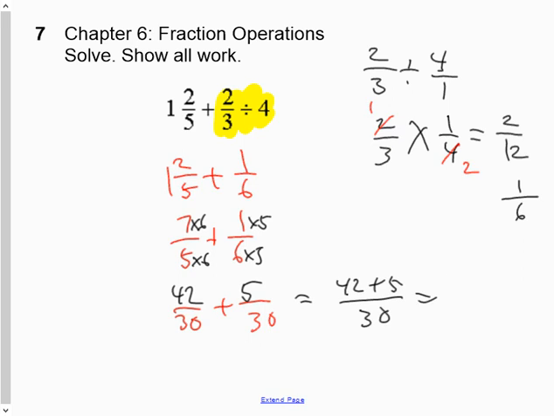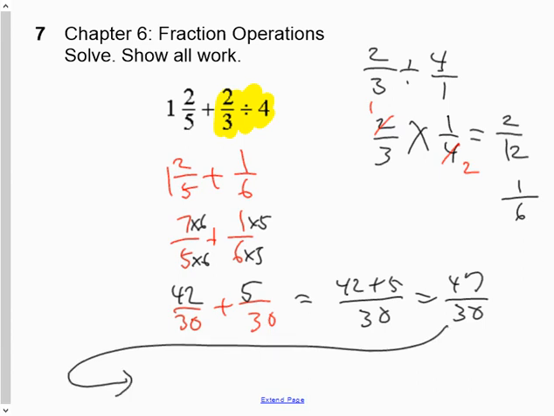You end up with 47/30 as your final answer. Now because that is an improper fraction, we were always told to reconfigure it as a mixed fraction if possible. How many 30s in 47? There's 1 with 17 left over. So your final answer is 1 and 17/30.